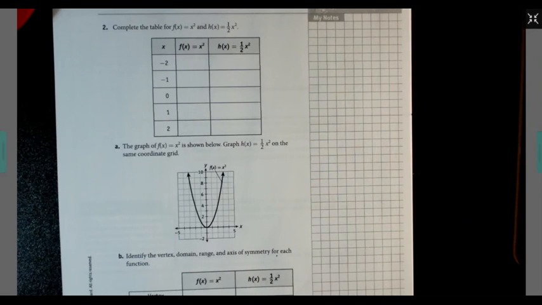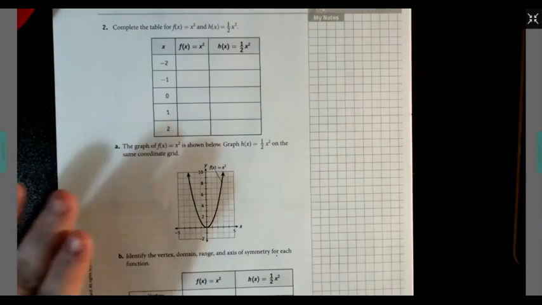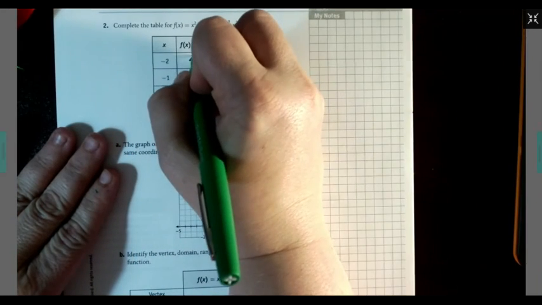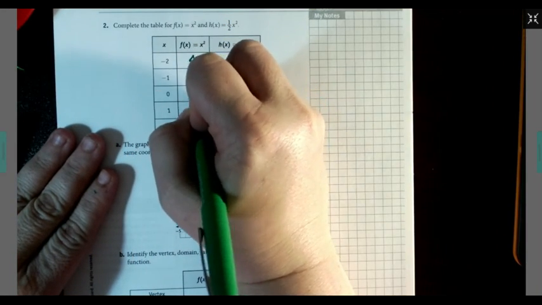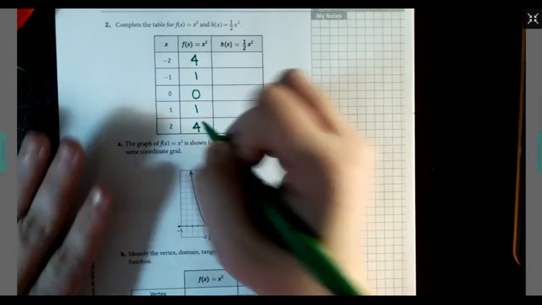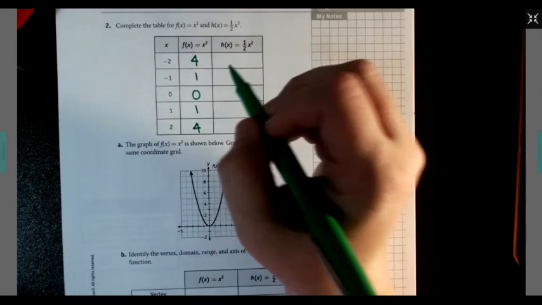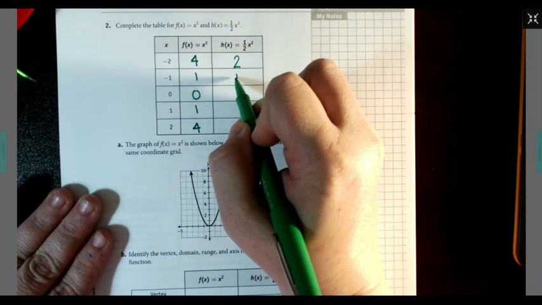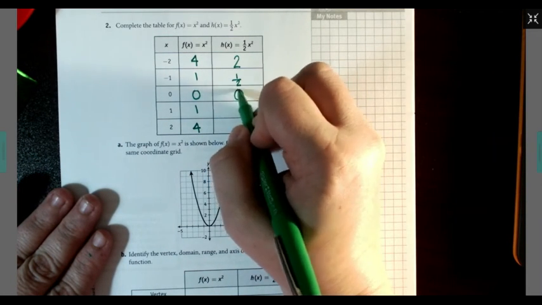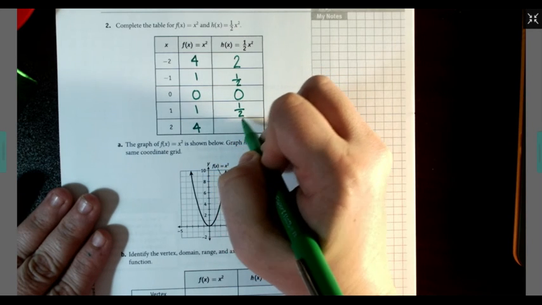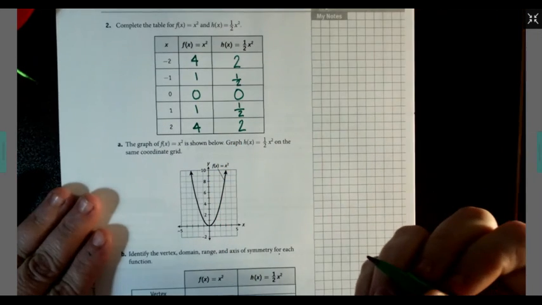Number 2, complete the table for f of x equals x squared and h of x equals 1/2 of x squared. Well, we've done this first column quite a few times now. This is going to be 4, 1, 0, 1, 4. Now we're going to half those values. So that's going to be 2, 1/2, 0, 1/2, and 2.